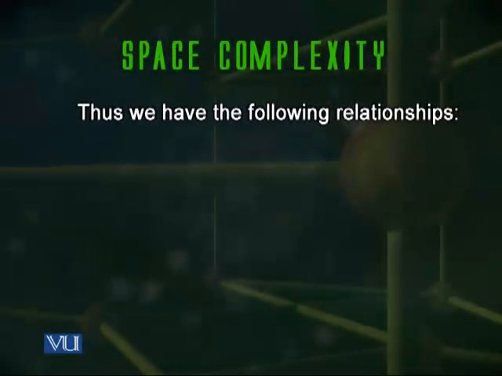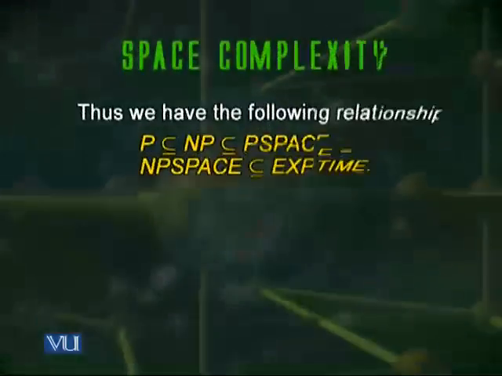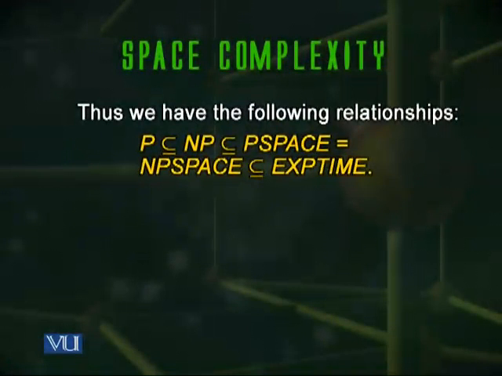Let's see what we can say about these things. If we think about all these complexity classes, we will find that we have the following relationship. This is a simple linear containment relationship that I'm going to read: P is contained in NP, which is contained in PSPACE, which is equal to NPSPACE, and NPSPACE is contained in exponential time.